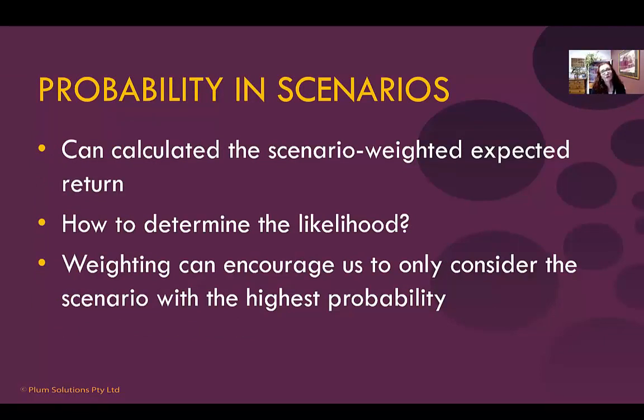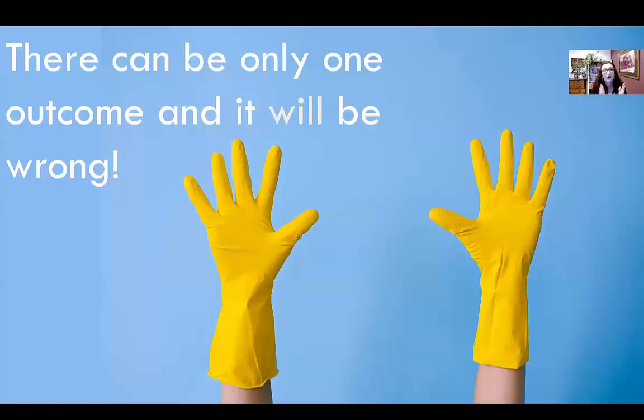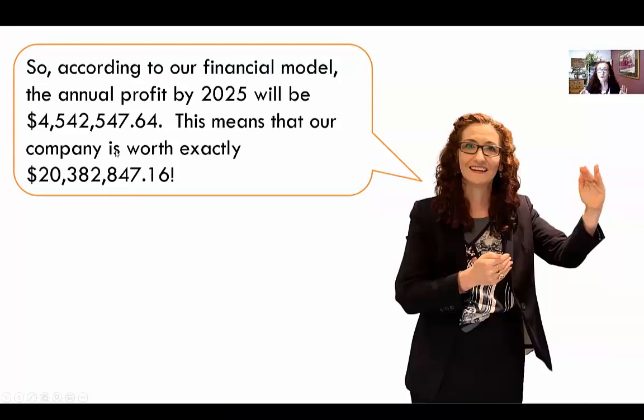The problem, I suppose, with scenario analysis is that there can only be one outcome, and you know that that outcome will be wrong. So the model is not reality. A financial model is a structure that we build based on the inputs. So you change the inputs and the outputs change. So you know for sure that the model will be wrong. If I were to say that I know absolutely for sure what the output of the financial model will be, I would be talking absolute rubbish.